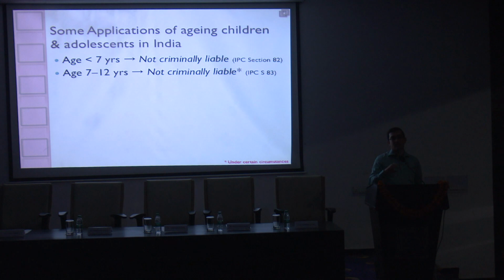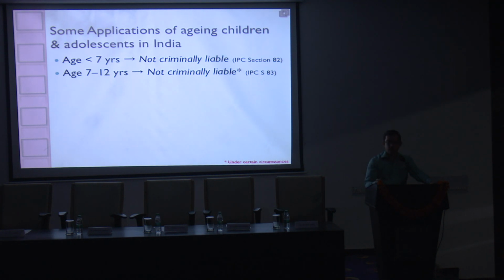So, lack of criminal liability means a child who is less than 7 years, even if that child murders someone, it is not a murder. Why? Because the child is so young, he or she is not in a position to understand the gravity of his or her actions. So hence you cannot treat that as a crime, as a murder.